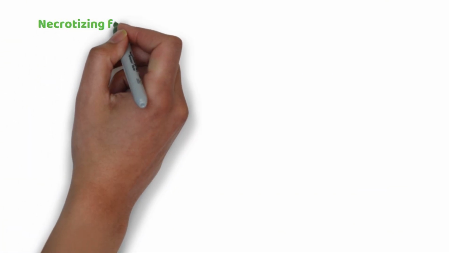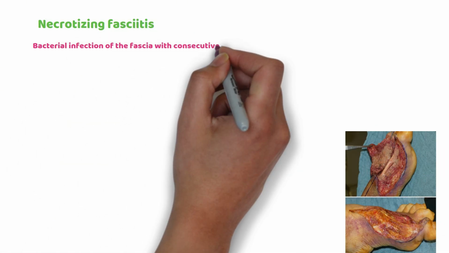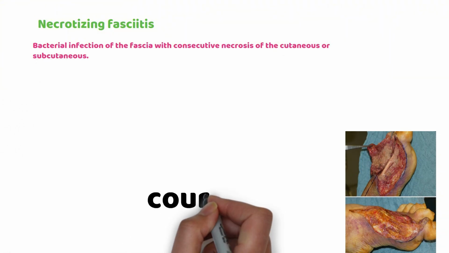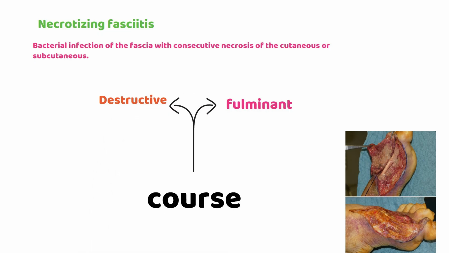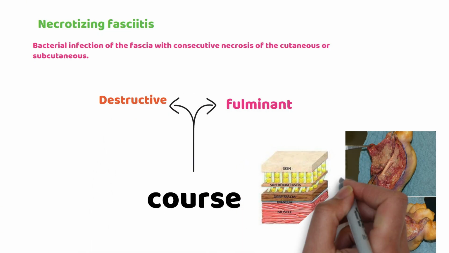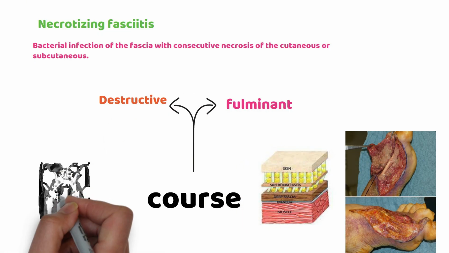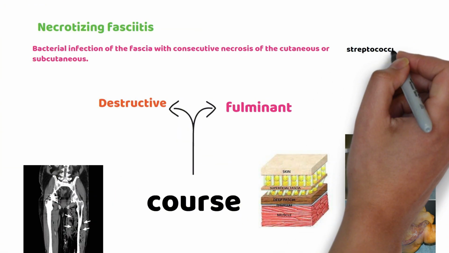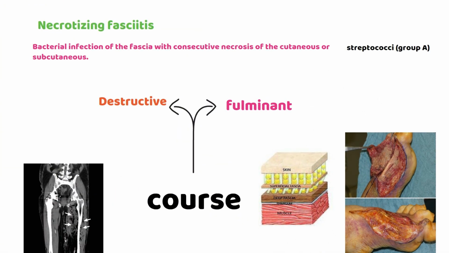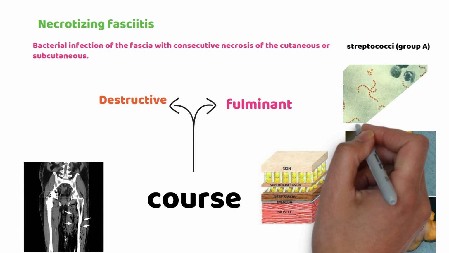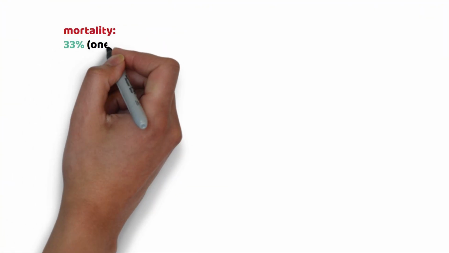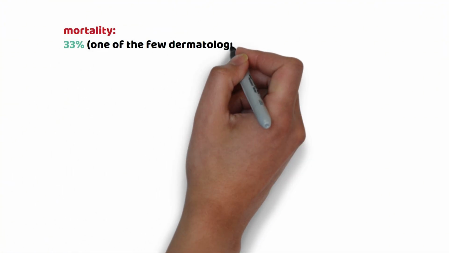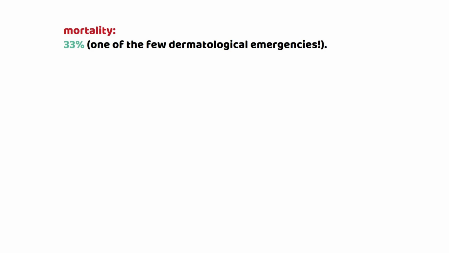Necrotizing fasciitis. Definition: bacterial infection of the fascia with consecutive necrosis of the cutaneous or subcutaneous tissue. Course: fulminant, destructive. Mostly fascia of the extremities affected, mostly the lower extremity. Most common pathogen: Streptococcus group A. Most severe soft and skin tissue infection, mostly with severe sepsis. Mortality: 33%, one of the few dermatological emergencies.